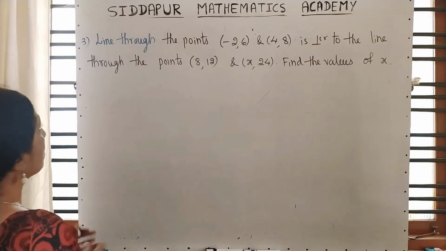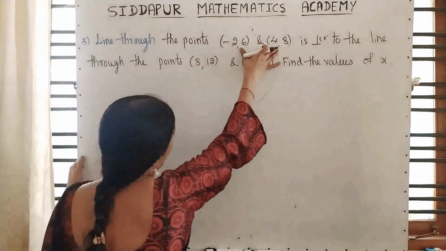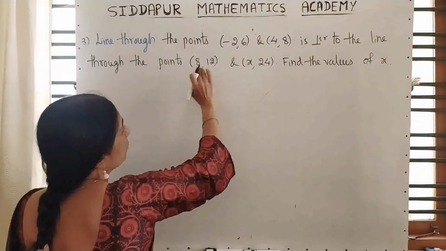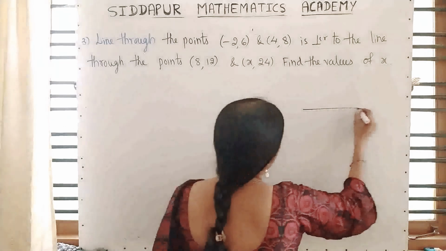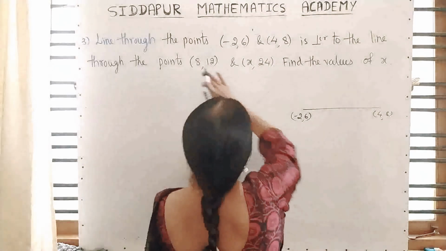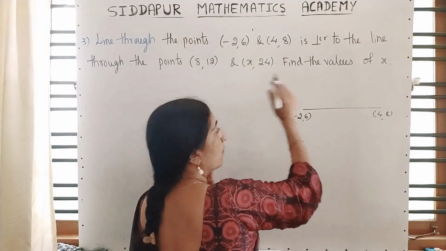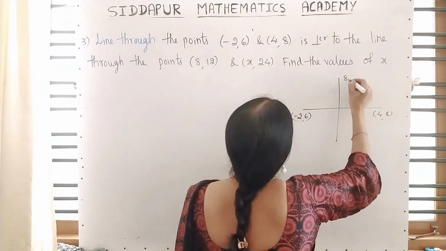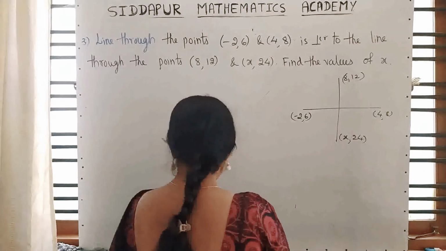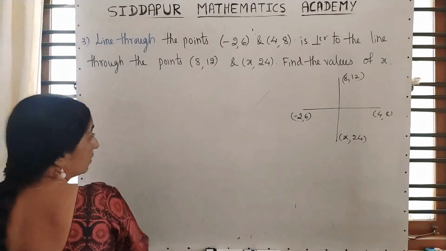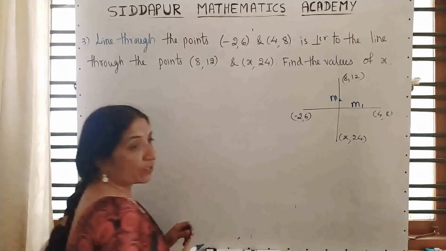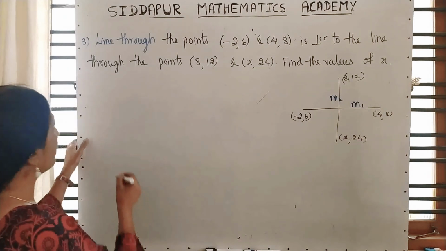See, read the third question. A line through these 2 points is perpendicular to the line passing through these 2 points. That means, for a rough figure, this is minus 2, 6 and 4, 8. This is one line and another line is passing through 8, 12 and x, 24. How are they? They are perpendicular to each other. If you take the slope of this line as m1 and slope of this line as m2, if the lines are perpendicular, the product of their slopes is minus 1.